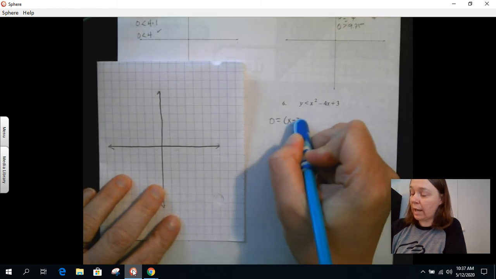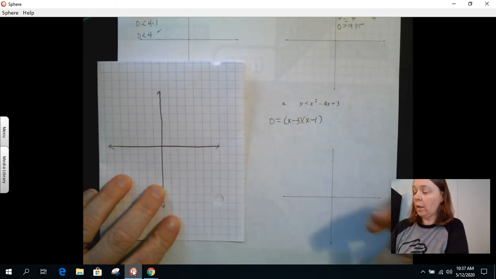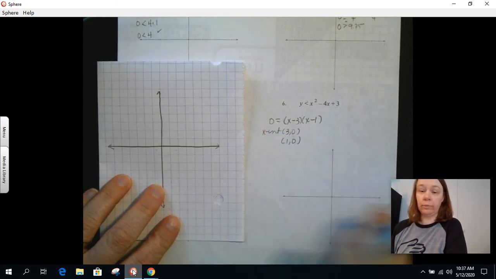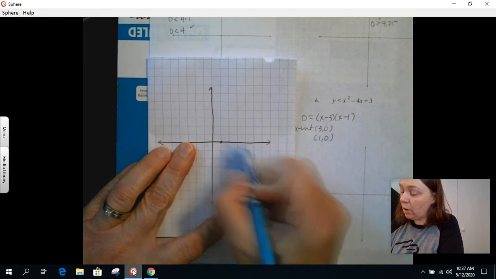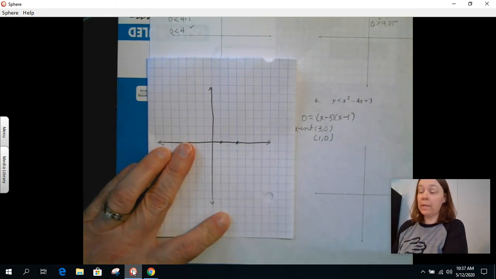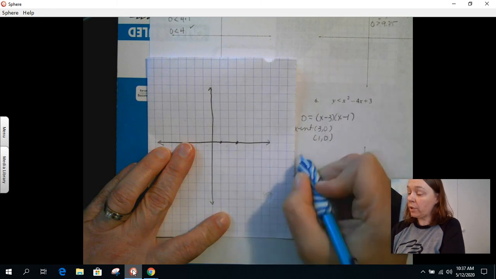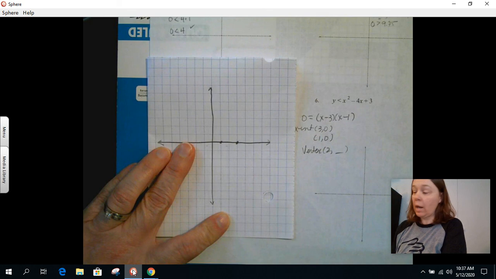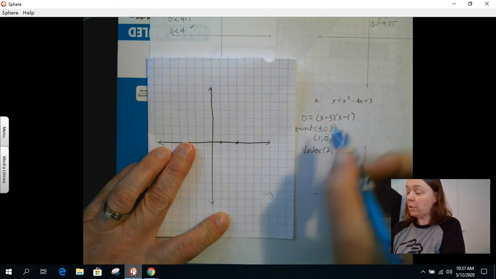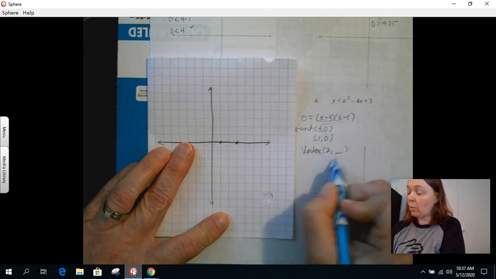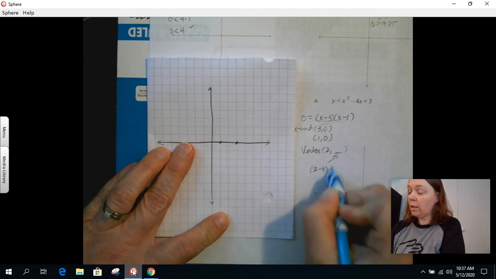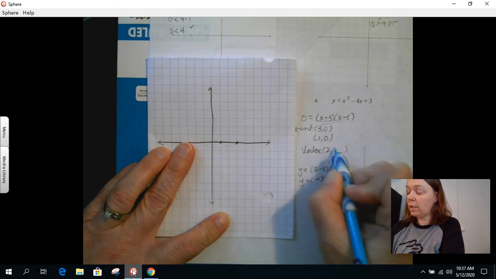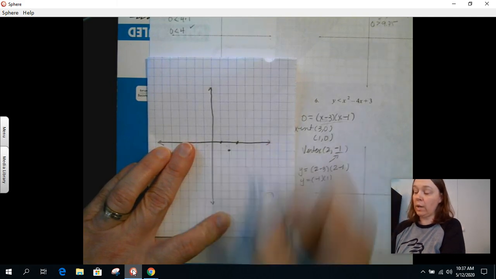I know this factors into x minus 3 times x minus 1. And so I know my x-intercepts are at 3, 0 and at 1, 0. So on my graph, at 1, 0 and at 3, 0. That means my vertex is somewhere along. I know my vertex is 2 something, right? Because my vertex is halfway between. To figure out what my y value is, I'm just going to plug the 2 in up here. So I'm going to do 2 minus 3 times 2 minus 1. That's negative 1 times 1, which is negative 1. So here's my vertex at 2, negative 1.